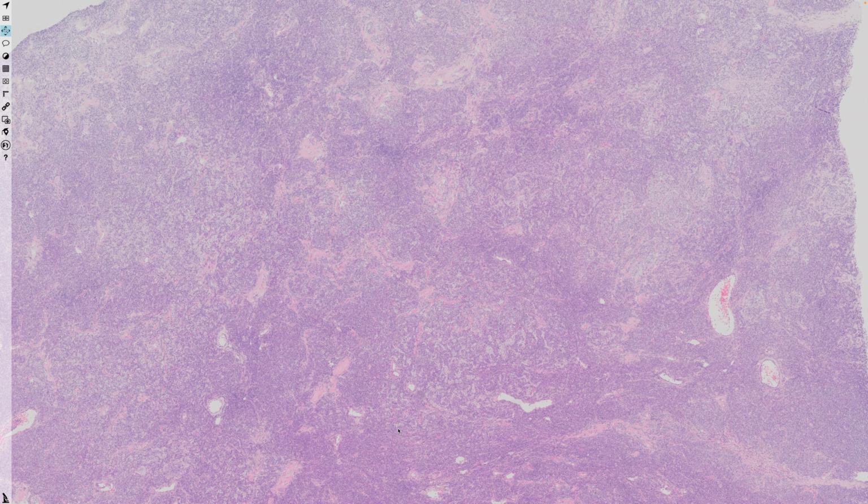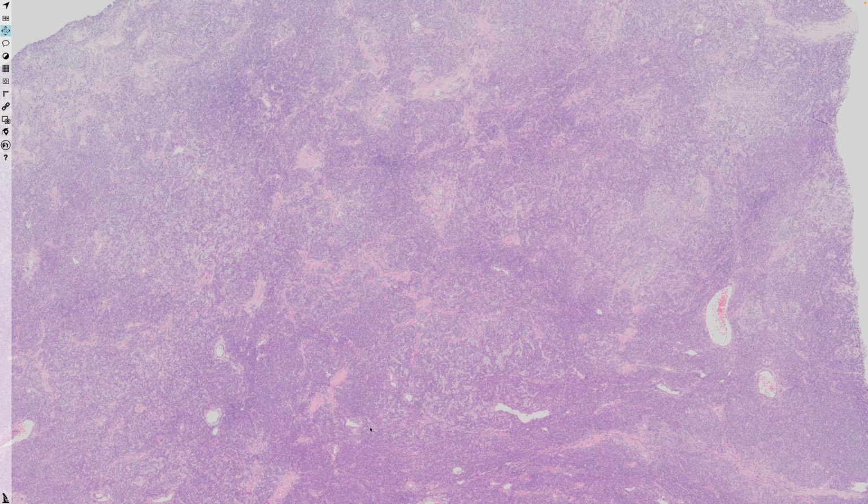Pediatric type follicular lymphoma is an uncommon nodal follicular lymphoma that is seen mostly in the head and neck and presents in stage 1. So the one that we see here is classic follicular lymphoma.